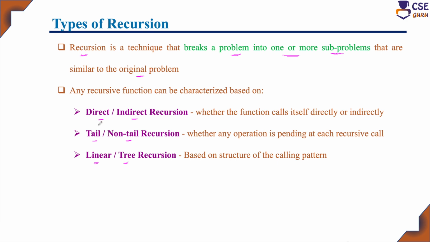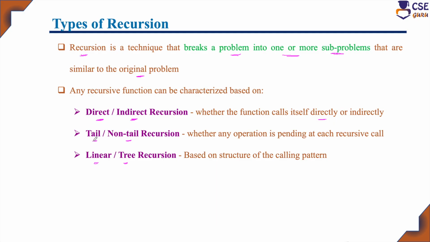If it is a direct recursion, the recursive function calls itself directly. Recursion is simply a function calling itself. So when the recursive function directly calls itself, that is called direct recursion. If it calls itself indirectly, it is called indirect recursion. Through another user-defined function, if the recursive function calls itself, that is indirect recursion.